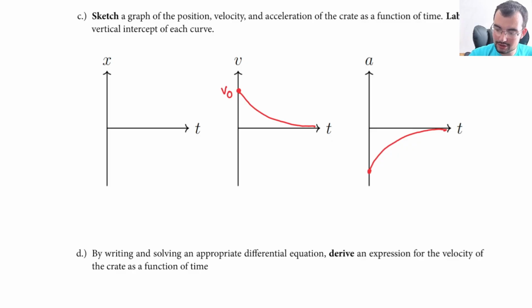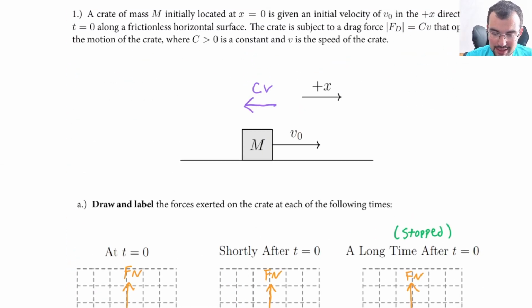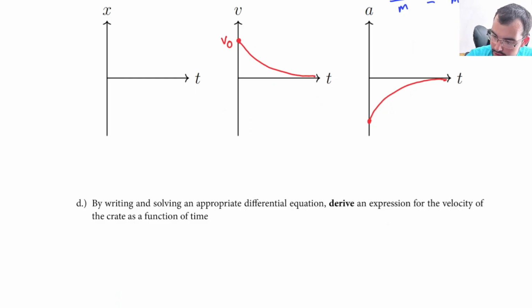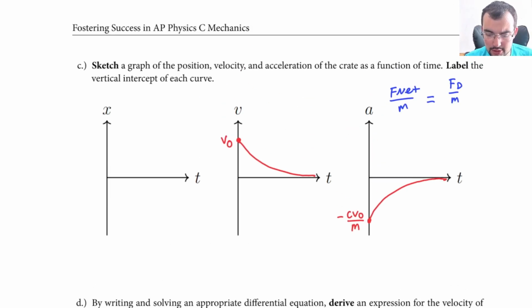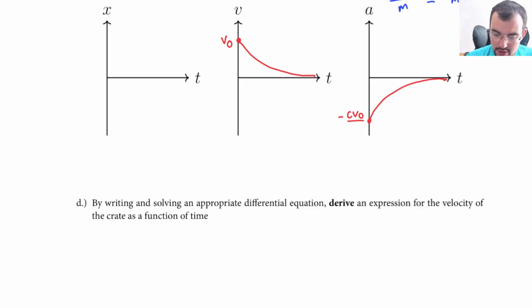So what will that acceleration be? Well, we know acceleration is F net divided by m, or in this case, it would be the drag force divided by m. And if we go back up to our problem, it says the drag force is C times v. So initially, we have a drag force of C v0 in the negative direction, and our mass is lowercase m? No, uppercase M. So that's that.